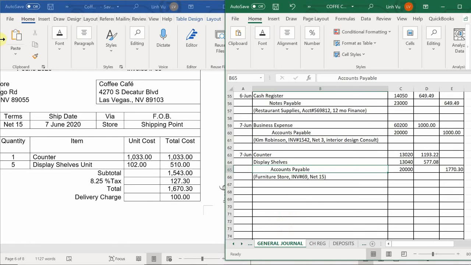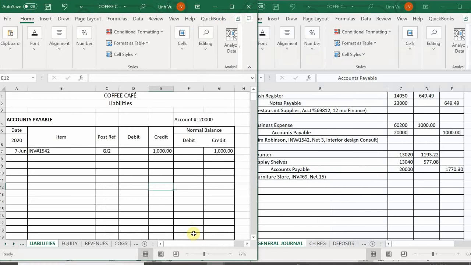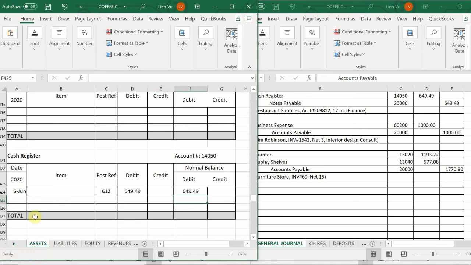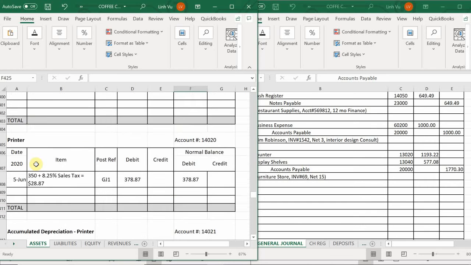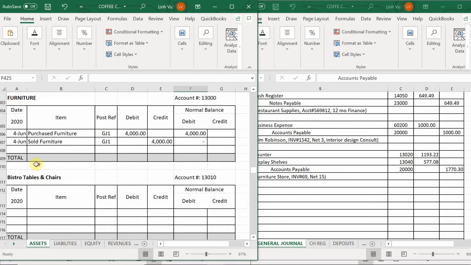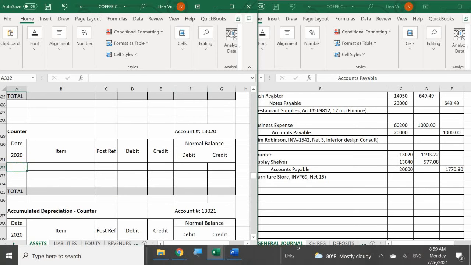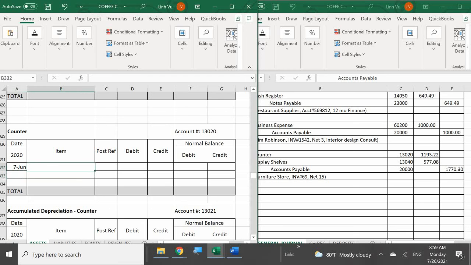So now that we've done that, we need to go ahead and enter this into our general ledger. First things first, we bought a counter. So that's an asset. We bought some fixed assets. The first thing we bought was a counter, and then we bought display shelves. So furniture should be just right above. Here's furniture, and here's my counter. Now this is where you can choose to say what the counter consists of.